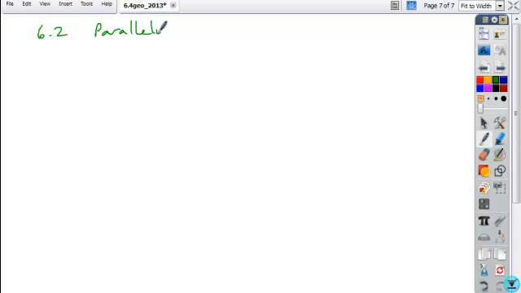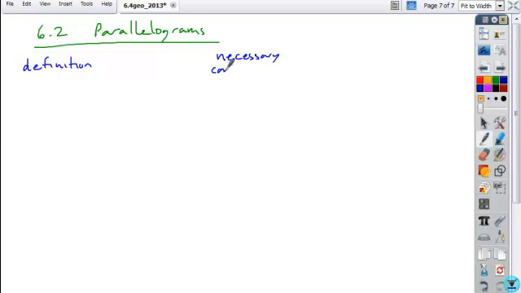In dealing with parallelograms. Okay, so this is a specific type of quadrilateral, and there are some properties that exist in parallelograms, and the way I want to describe these is I want to make sure that you can distinguish between the definitions of something, necessary conditions, and sufficient conditions.